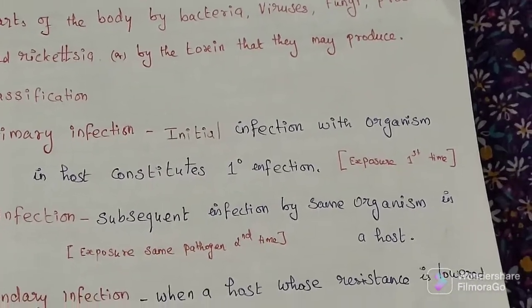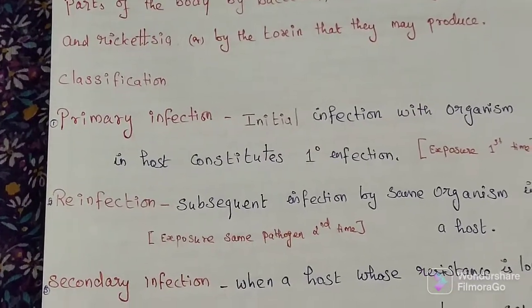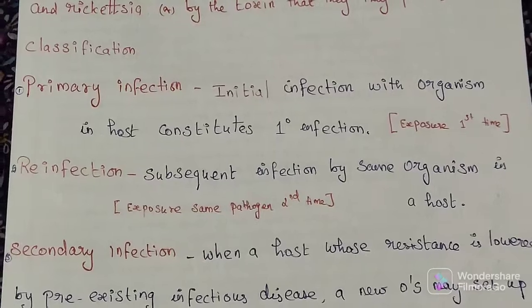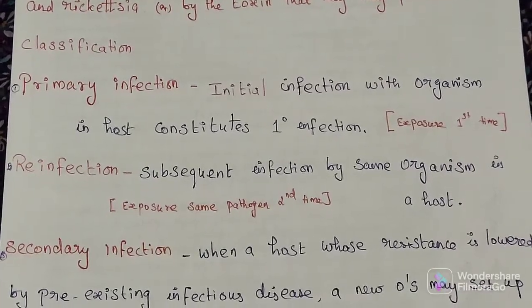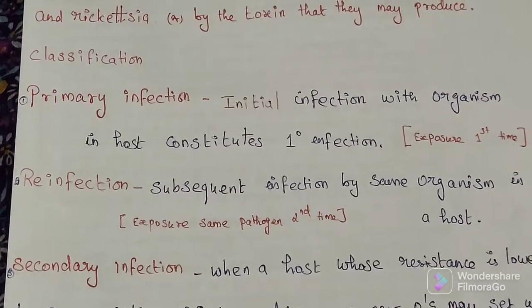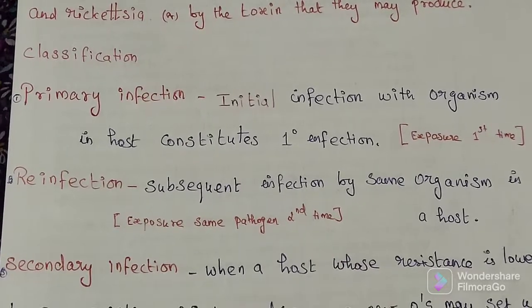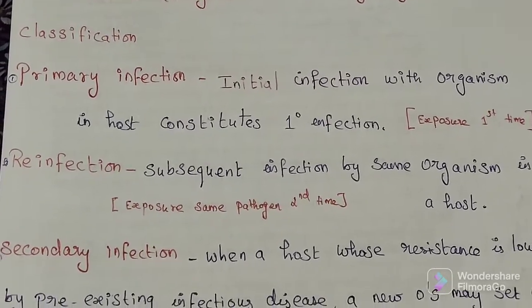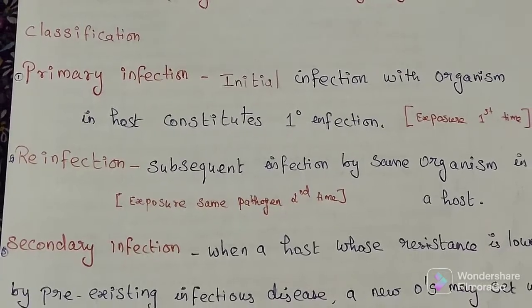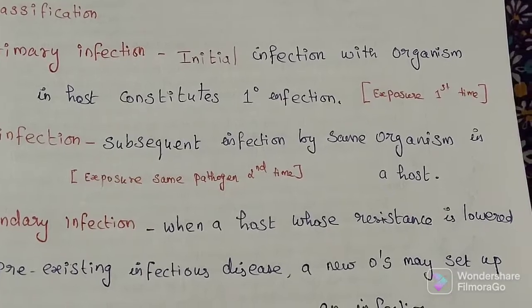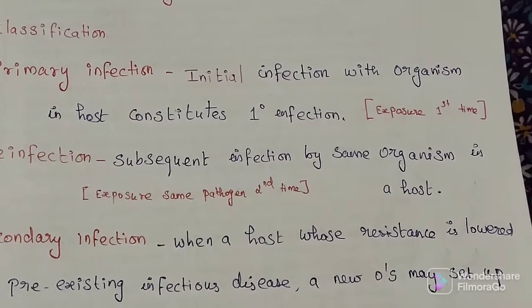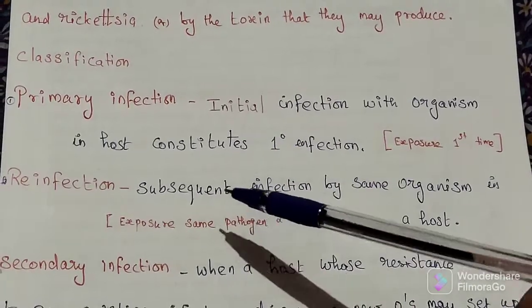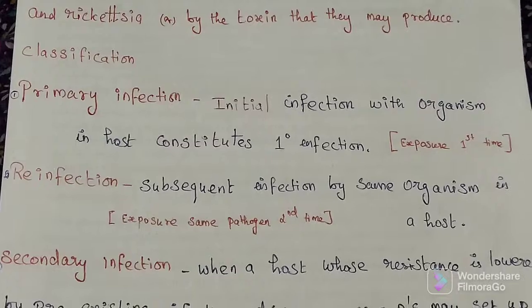Next one is classification of infection. It has 5 different classifications. First one is primary infection. What is primary infection? The initial infection with an organism in a host constitutes primary infection. That means exposure to a pathogen for the first time. The organism enters for the first time and causes infection. This is called primary infection. Second one is reinfection. Reinfection means subsequent infection by the same organism in a host. Exposure to the same pathogen a second time. The primary infection-causing organism again causes infection a second time. This is called reinfection.